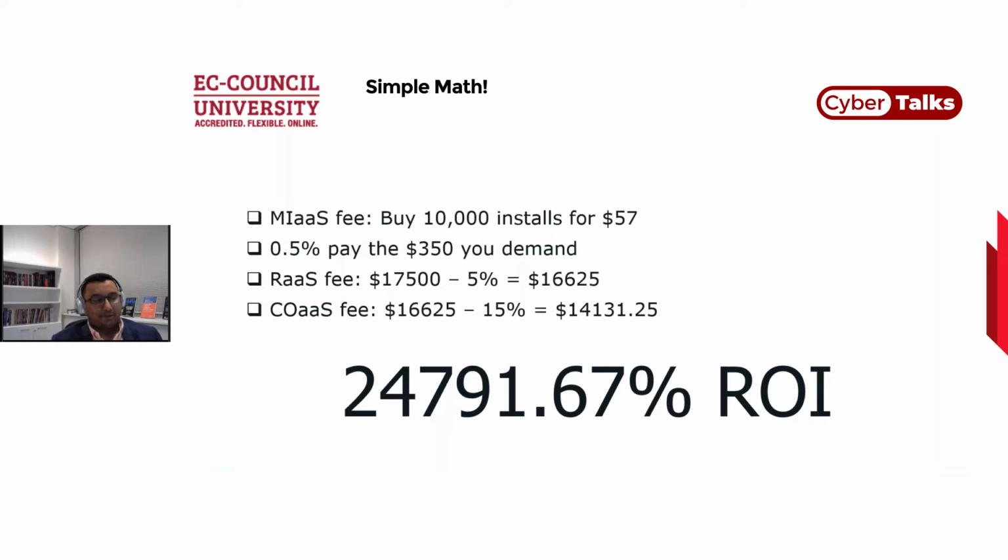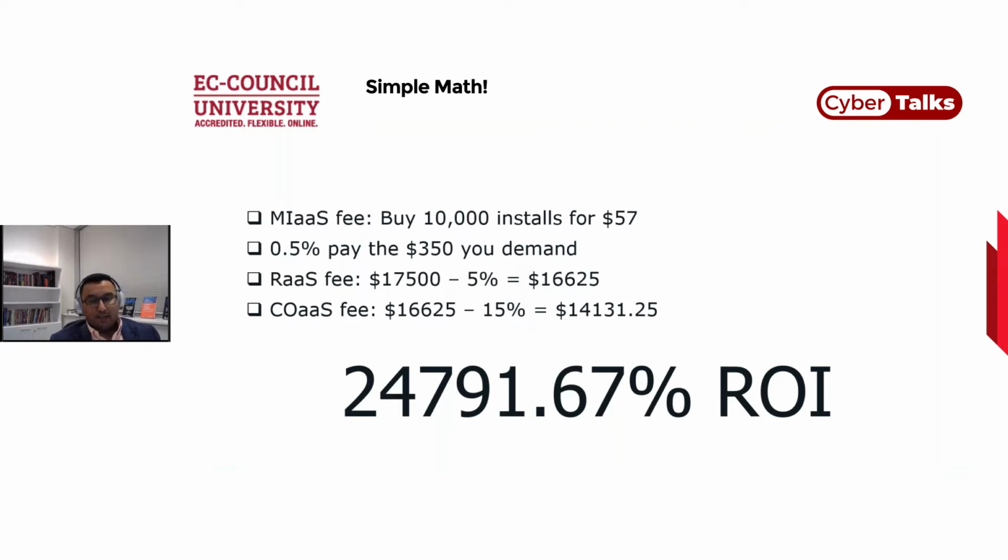Still, there is $16,625 left. Now they need to convert those bitcoins or cryptocurrencies into fiat currencies. Let's say the cash-out-as-a-service fee is 15%. Still, there is $14,131 left. So imagine, just by spending $57, you are walking away with $14,000 plus. And that is more than a 25,000% return on investment. There is no other business in this world which gives you that much return on investment.